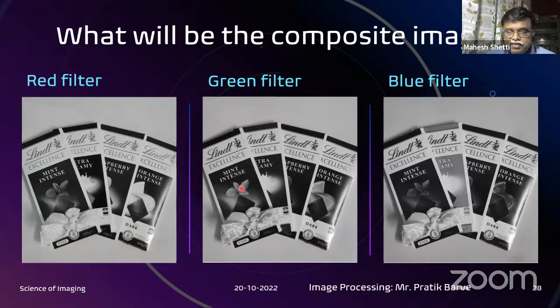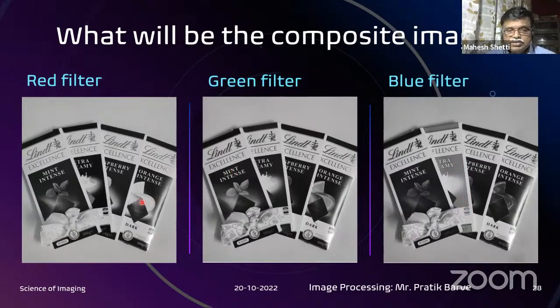Now, what you can see here, for example, is mint, and naturally these mint leaves must be of green color. Therefore you see that they are bright in green, but relatively less bright in red, and even less bright in the blue filter. On the other hand, this creamy thing, you see the background here is dark in red filter, relatively dark in green filter, and quite bright in the blue filter. So therefore, this background must be blue.